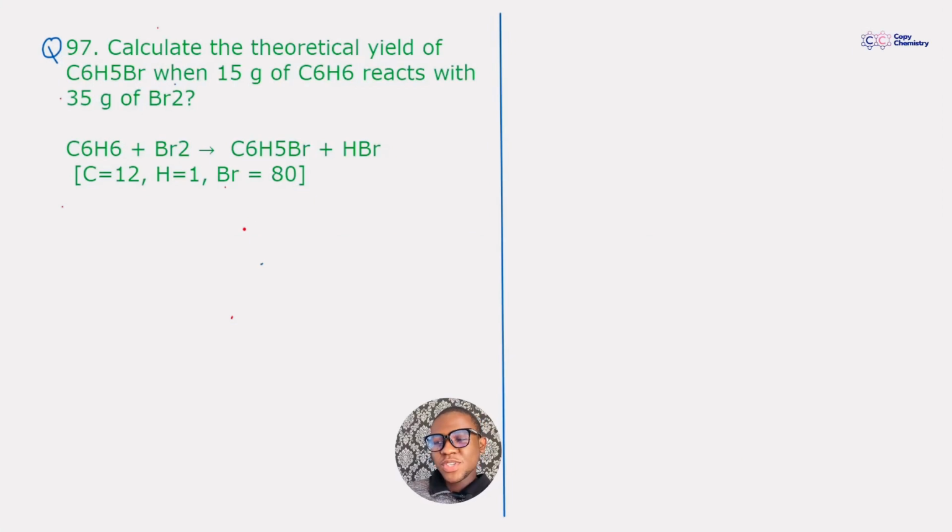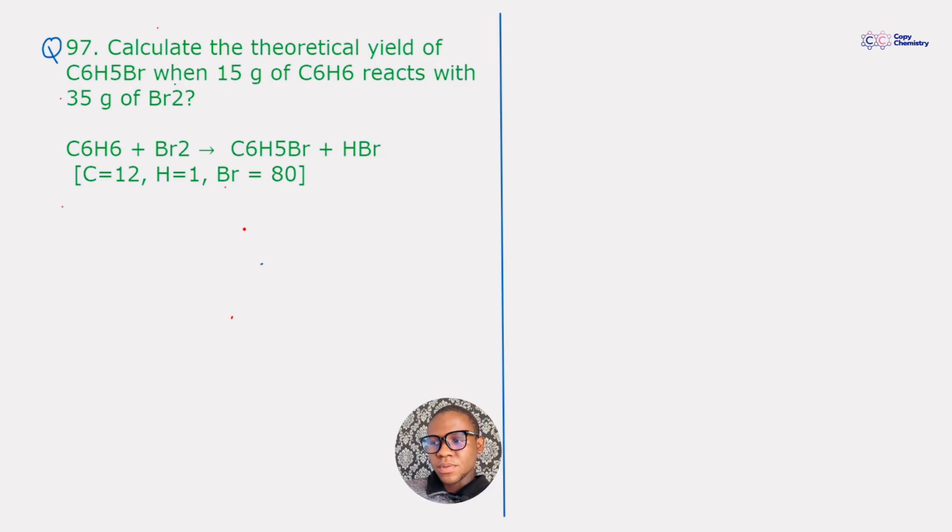Hi, so this is question 97. Calculate the theoretical yield of C6H5Br when 15 grams of C6H6 reacts with 35 grams of Br2. And that is the equation of reaction over there. So we're supposed to calculate the theoretical yield, that is the amount of this compound here, bromobenzene, that is produced.